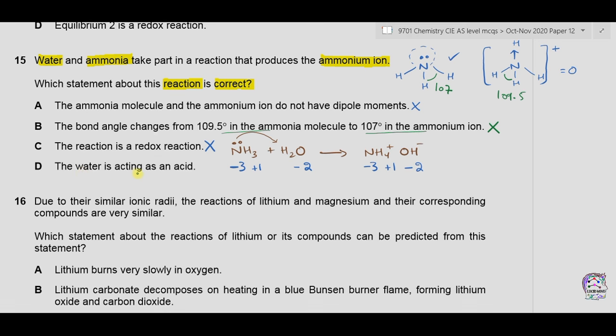Option D, the water is acting as an acid. As we know, a lone pair donor is a base and a lone pair acceptor is an acid. So as water is accepting a lone pair from the nitrogen atom, water is acting as an acid. Correct option is therefore D.